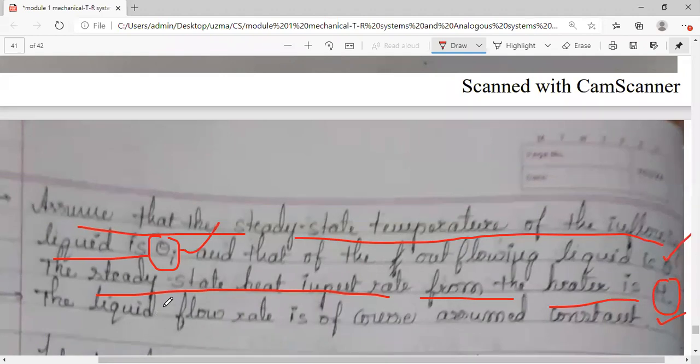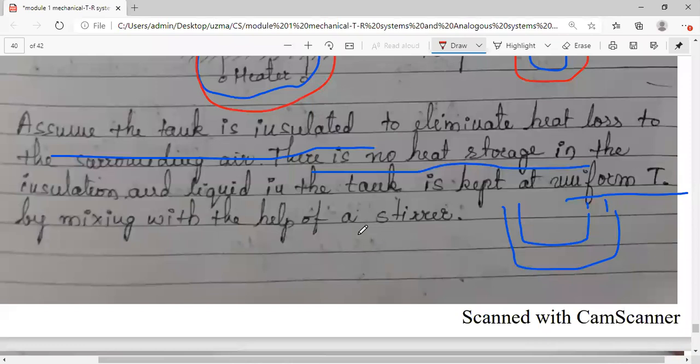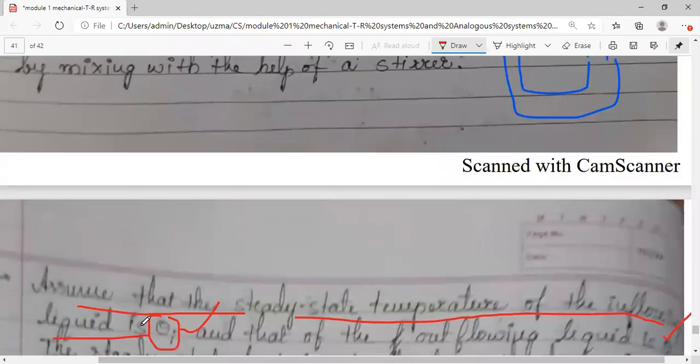Now suppose you are changing the heating. If you are increasing the heat by delta H, a small increase in the heat input rate from the initial value H, I am talking with respect to this heater element. The initial value has H, and now you are changing it by delta H. So what will happen? Let us see the after effects.